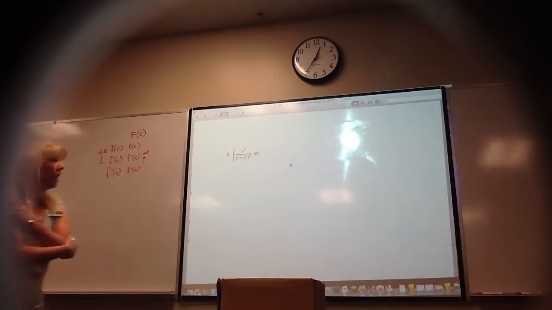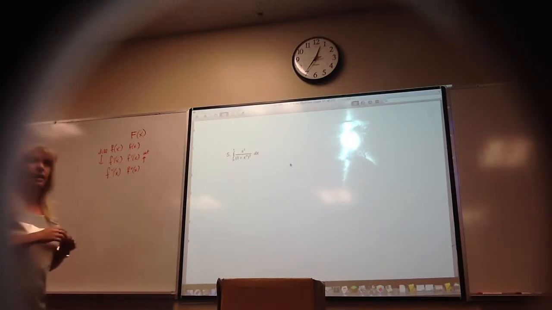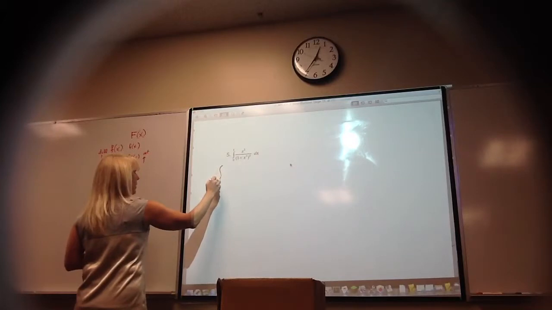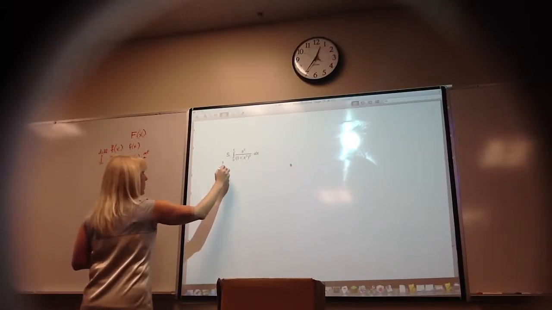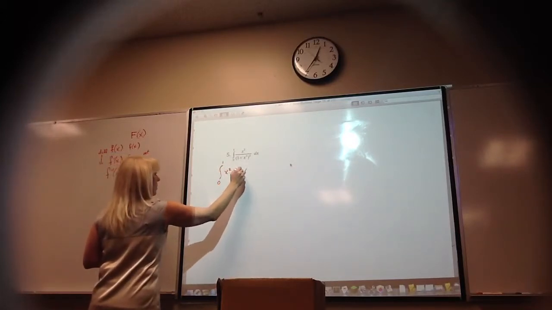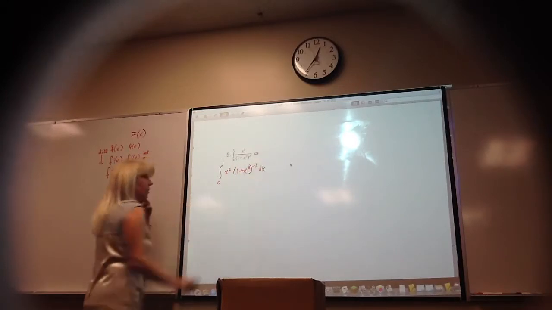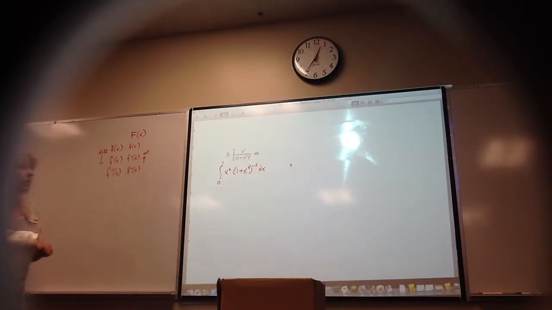I think it's a very good habit to always move the bases to the numerator and work with a negative exponent. So I'm going to rewrite this problem. I have a definite integral from 0 to 1 of x squared times the quantity 1 plus x cubed to the negative second. Just move everything to the numerator. I'll have you go ahead and integrate on your own. See what you come up with.